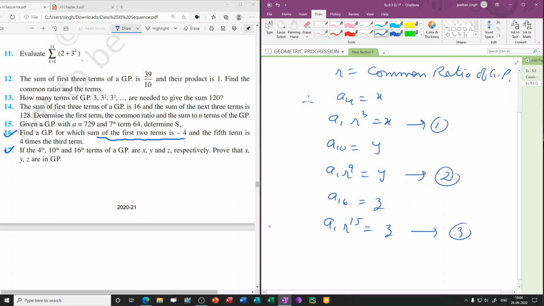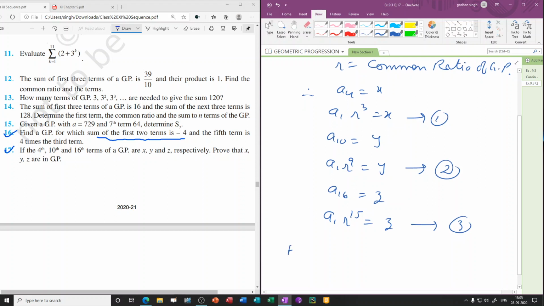And what we have to prove? We have to prove that x, y, z are in GP. We know that 3 numbers, suppose A, B, C are in GP if B square equal to A into C. So that is what we'll do here. Let us multiply x and z. That is, we'll multiply equation number 1 and equation number 3, and it should be equal to the square of y. That is square of equation number 2. So let's check it out whether this is possible or not.